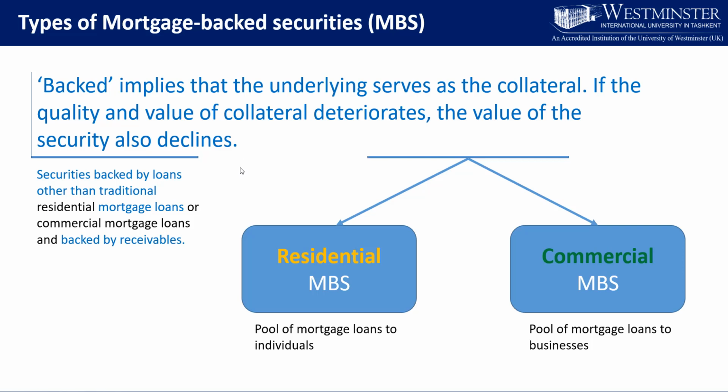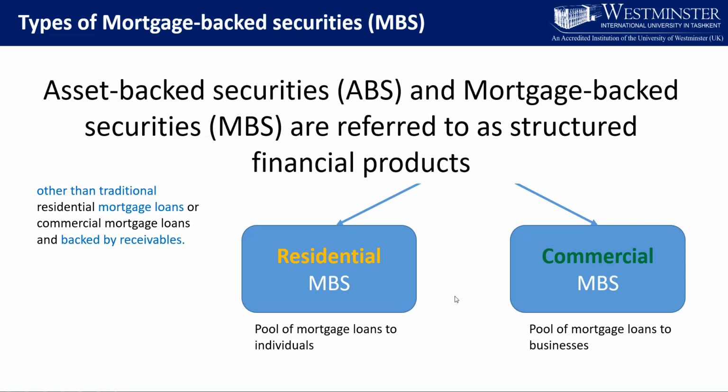Because its value derives from the underlying. The underlying in this case is a pool or a group of mortgage loans. In residential MBS, a pool of mortgage loans is used, or a lot of loans to individuals are pooled together. In commercial, you actually pool loans that are extended to businesses. Asset-backed securities and mortgage-backed securities are referred to as structured financial products, or SFP.